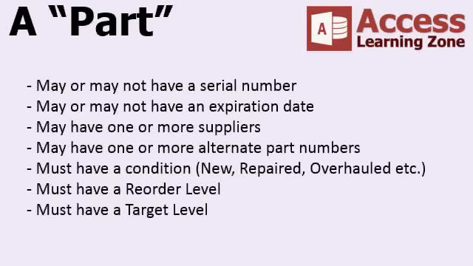Part of the list of qualifications that he gave me is that a part may or may not have a serial number, may or may not have an expiration date, may have one or more suppliers, may have one or more alternate part numbers, must have a condition like new, repaired, overhauled, etc., must have a reorder level, a target level for inventory purposes, and I'm going to assume a quantity on hand as well.